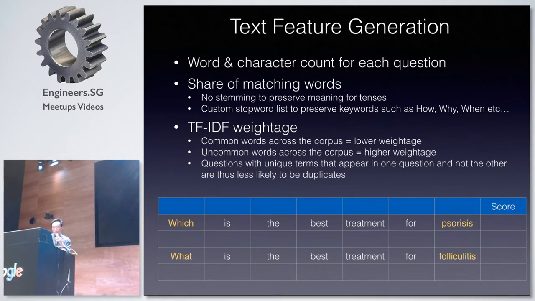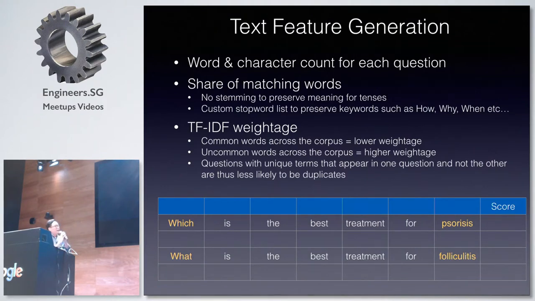It's obviously different. So the next feature that I used was the TF-IDF weightage. TF-IDF stands for term frequency inverse document frequency. Basically, it means that if a word appears very rarely over a corpus, that word is likely to be pretty important, right? So intuitively, what we are saying is that questions with unique terms that appear in one question and not the other are less likely to be duplicates, right? So that's one of the features that I generated.